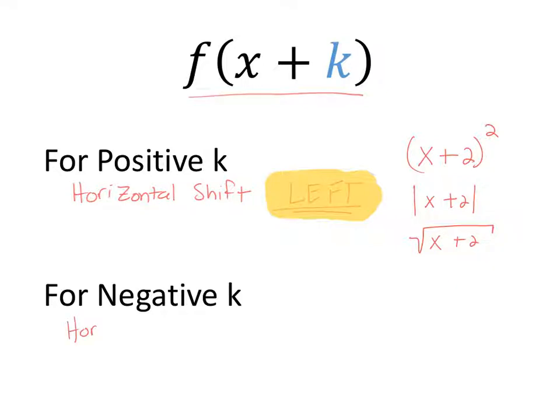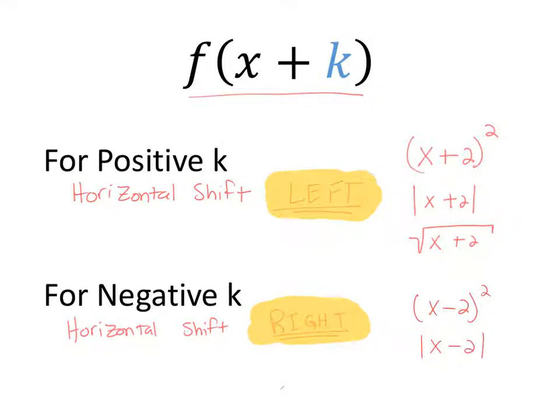So I'll write that down. It's a horizontal shift right. And I will again highlight this to emphasize the importance that it is a horizontal shift to the right. We would do, let's say, x minus 2 squared, or the absolute value of x minus 2. And again, notice these are all inside of the parent function.